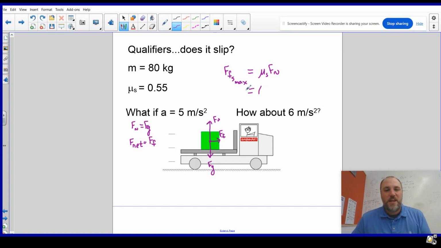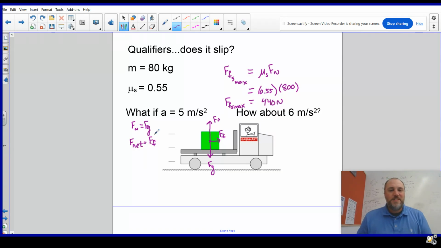So we have the static coefficient of friction of 0.55 times the normal force, which we've shown is equal to the weight. So for an 80 kilogram object, that would be 800 newtons. And we can determine the maximum value of static friction by doing 0.55 times 800. So if you have a calculator, throw that in pretty quickly. 0.55 times 800, and I'm getting 440 newtons.